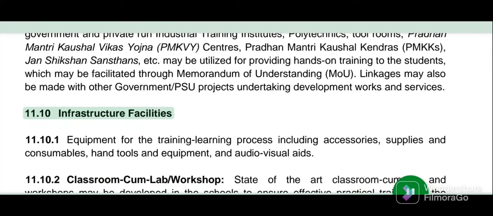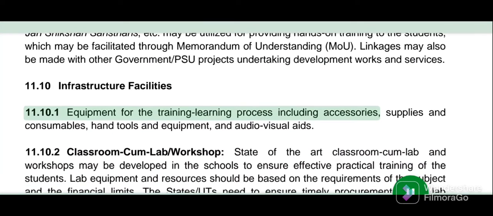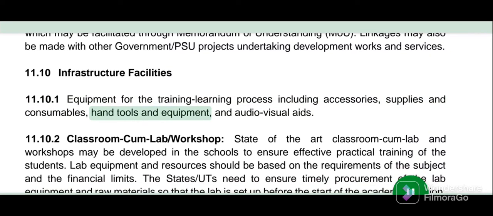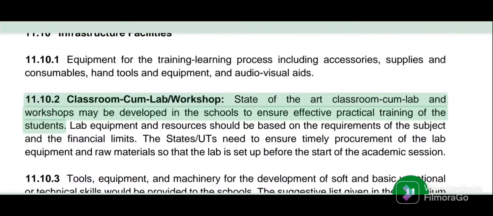11.10 Infrastructure facilities. 11.10.1 Equipment for the training learning process including accessories, supplies and consumables, hand tools and equipment, and audiovisual aids. 11.10.2 Classroom cum lab workshop. State-of-the-art classroom cum lab and workshops may be developed in the schools to ensure effective practical training of the students.